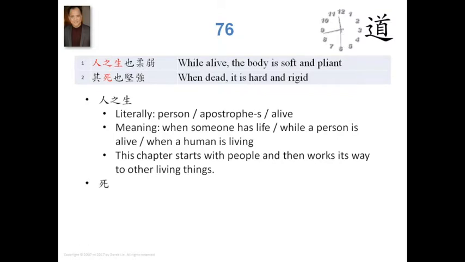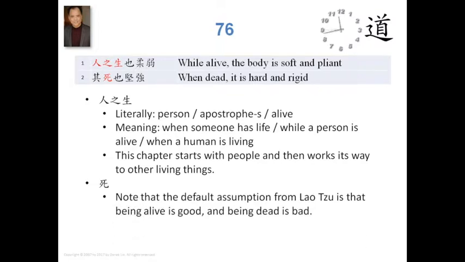Okay, so having looked at the first 3 characters, I also want to focus on this particular character here, the second character in line 2. This character means death, dying, or to die. So I want to make sure that people don't fall into a trap here. It's very easy in the West for people to over-philosophize, okay? When you over-philosophize, you have a tendency to make the very simplistic original Chinese much more complicated than it has to be.